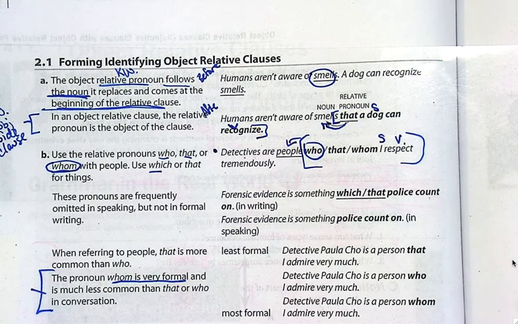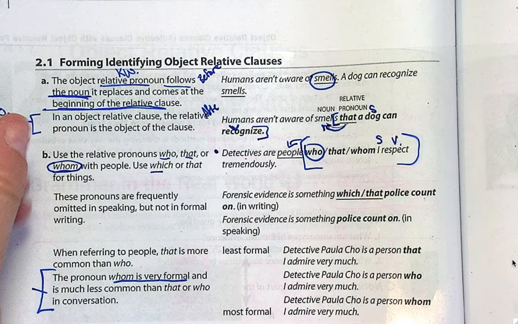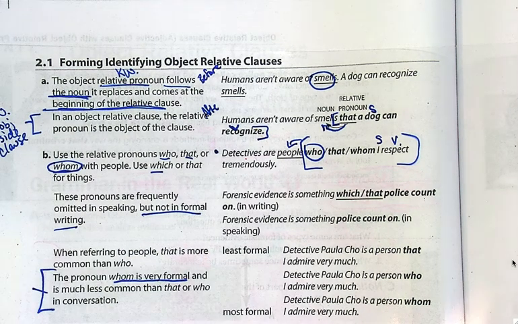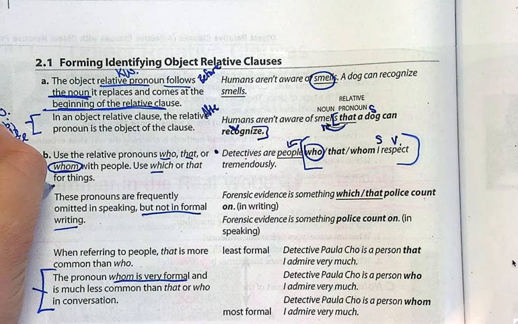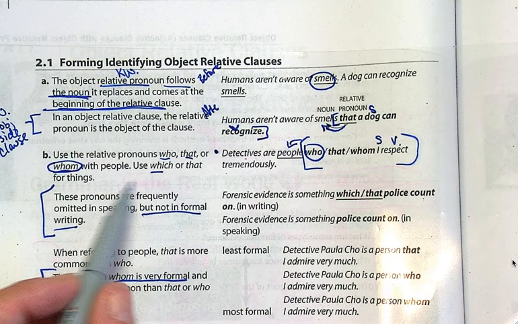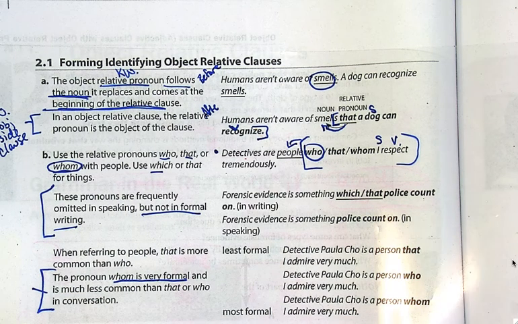These pronouns are frequently omitted in speaking. And actually, often it says they are not omitted in formal writing. You should probably check with your writing teacher, and you should also check with the style that you're using, if you're using MLA style or APA style or something like that. You will see a lot of these reduced or omitted.